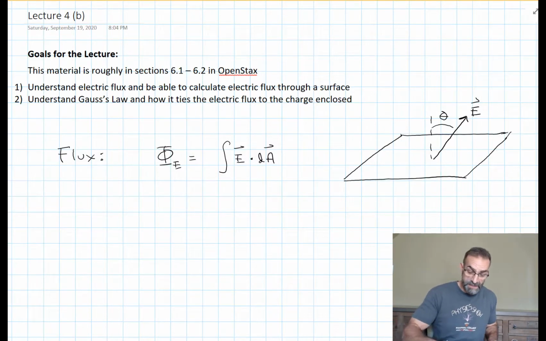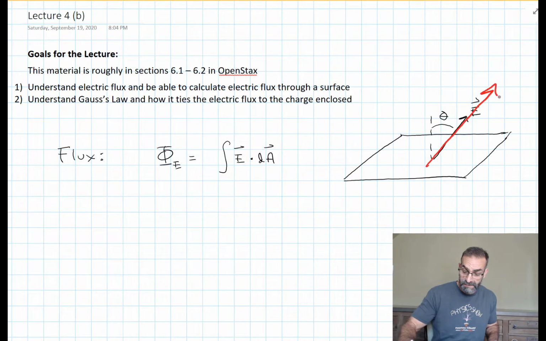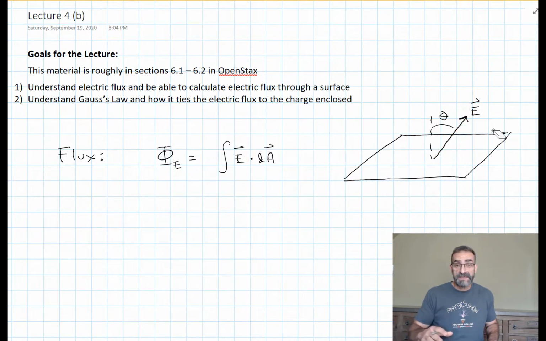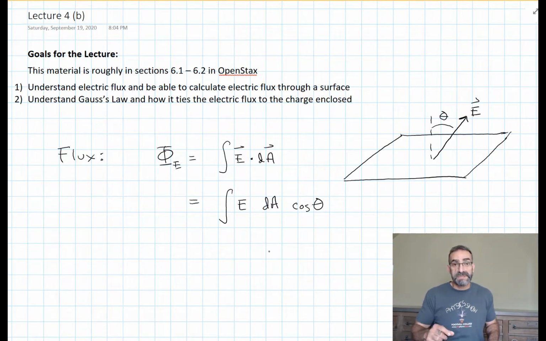If we have a surface area like this, and an electric field is penetrating that surface, as I've shown here at an angle, and we want to find the flux of electric field through that surface, we would use this integral of E dot dA. We could also write that as the magnitude of the electric field times the magnitude of dA times the cosine of the angle we get when we put the two vectors together.